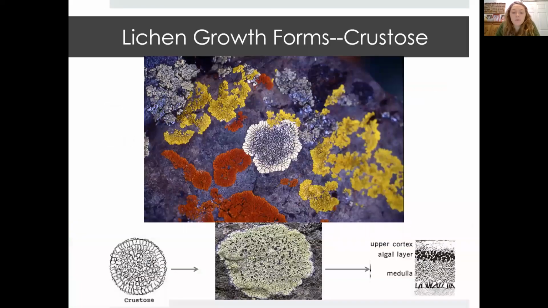Okay, so there are different layers to a lichen, and those layers are made up of the fungal component and the algae component. Everything except for the algal layer is made up of fungi. So the crustose is so directly attached to its substrate that it doesn't have a lower border layer. The upper cortex and the algal layer, and then this medulla, which is the middle layer, all sit directly on the rock or the substrate that they're on.